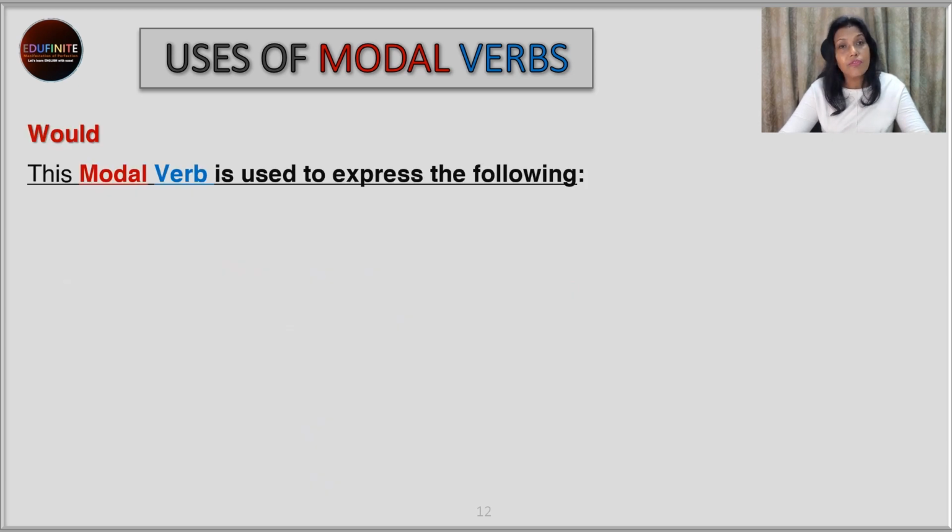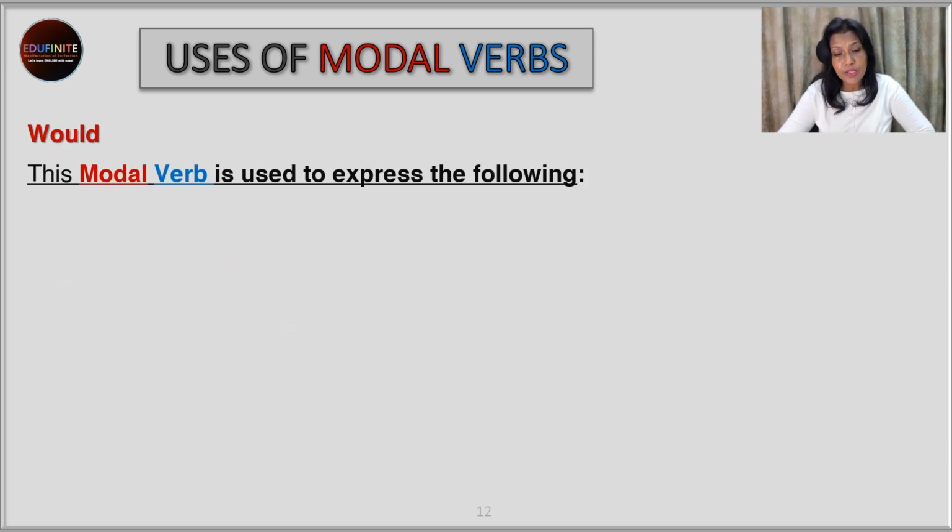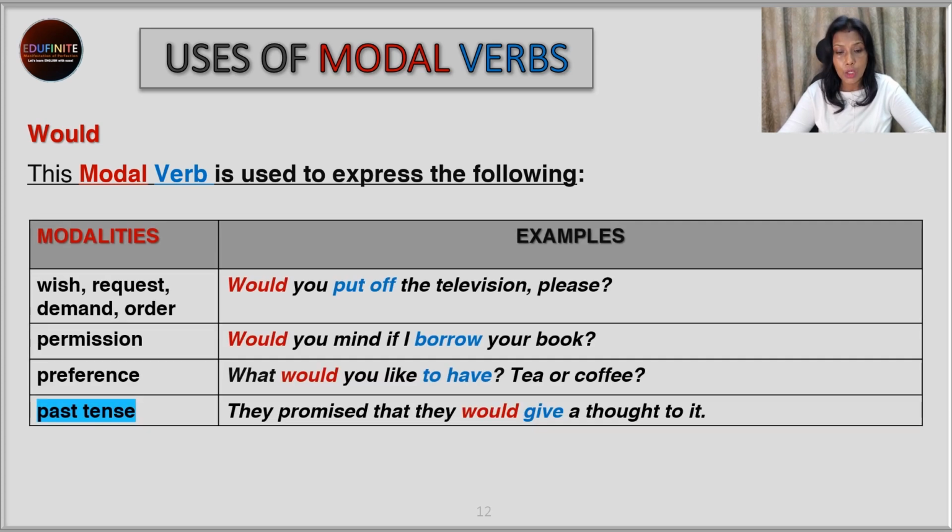Now, this modal verb is used to express the following modalities: wish, request, demand, or order. Would you put off the television, please? So maybe I'm working in my room and my husband or my son has put on the television. The sound of the television is tending to distract me a little. So I'm requesting them, would you put off the television, please?